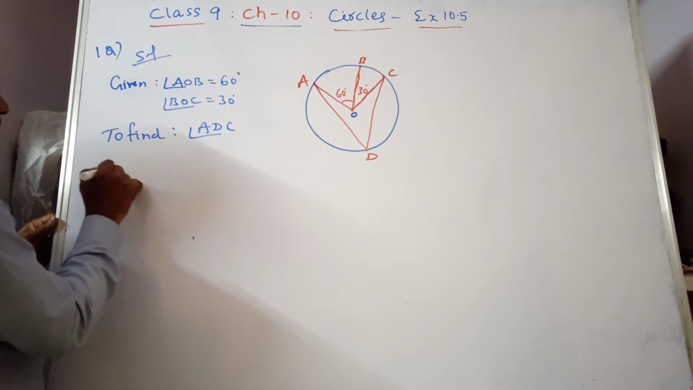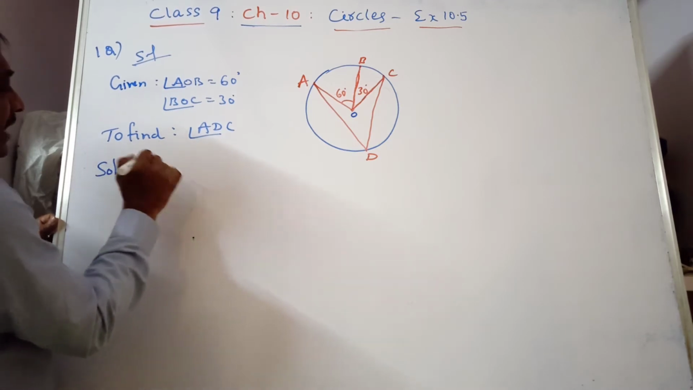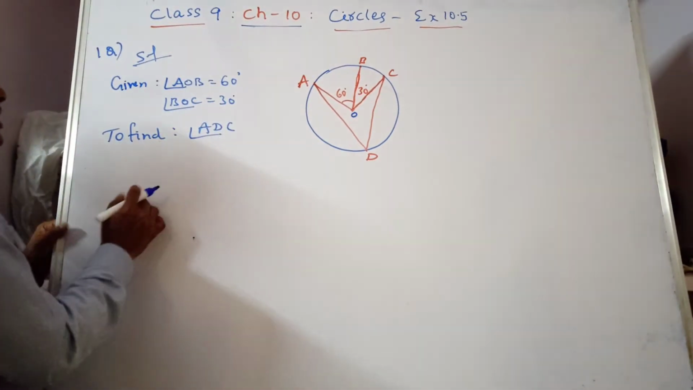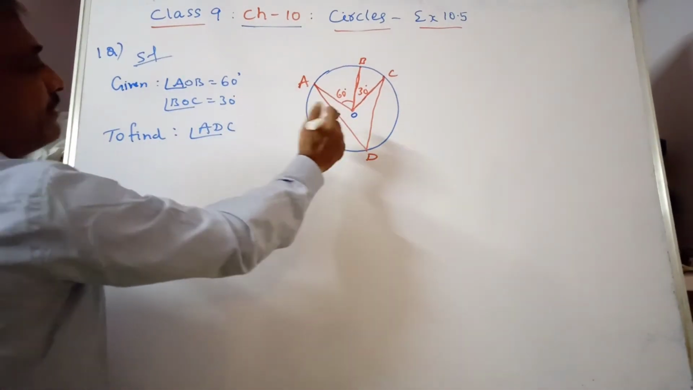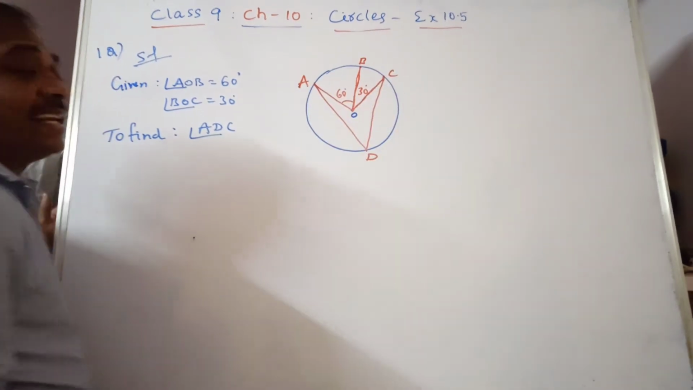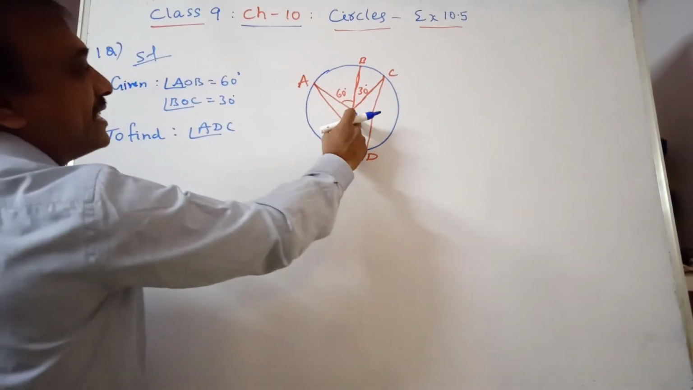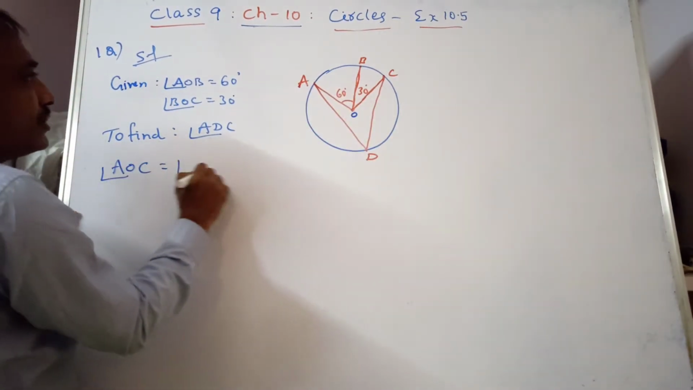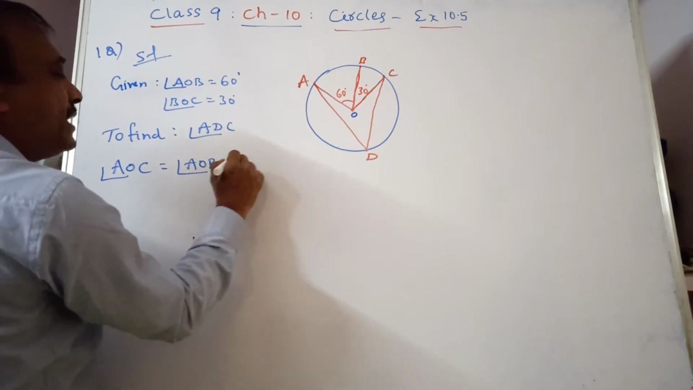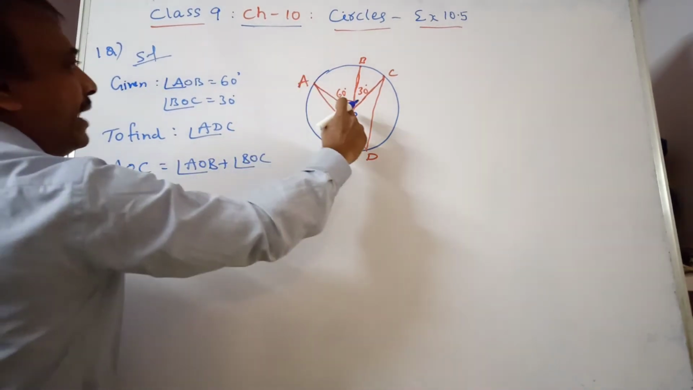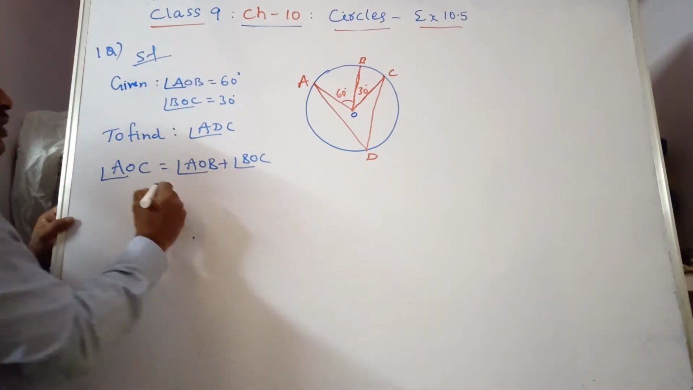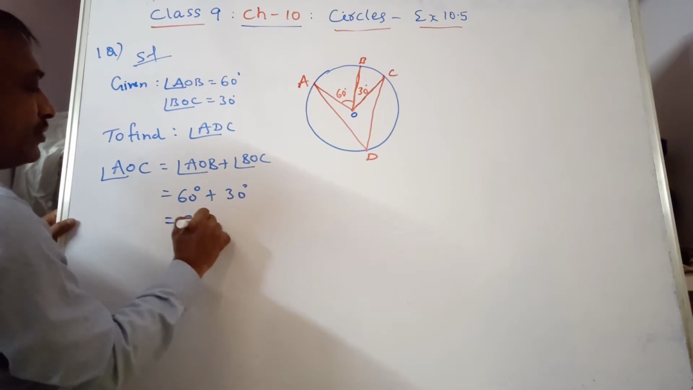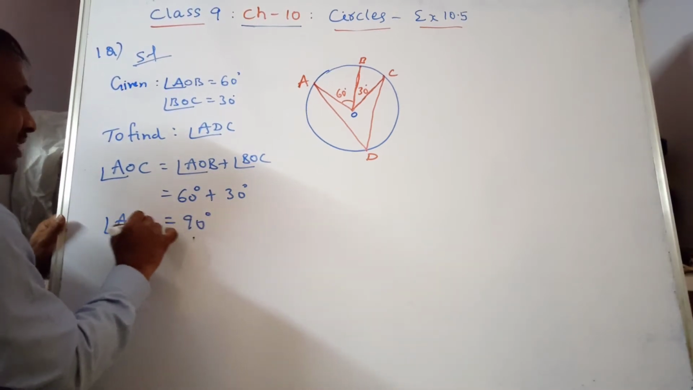So, solving. Now we are finding the solution. Observe it, O is the center of the circle. So angle AOC is equal to angle AOB plus angle BOC. What is AOB? 60 degrees plus 30 degrees, which is equal to 90 degrees. Angle AOC is 90 degrees.